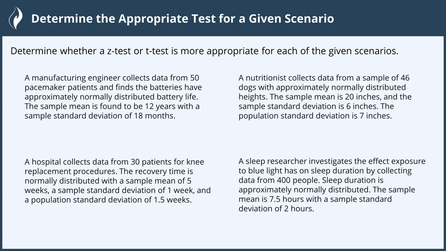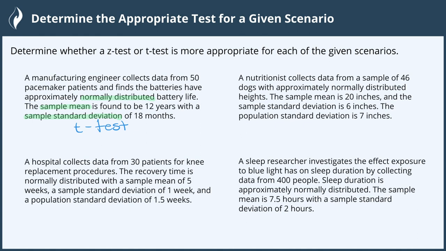A manufacturing engineer collects data from 50 pacemaker patients and finds the batteries have approximately normally distributed battery life. The sample mean is found to be 12 years with a sample standard deviation of 18 months. In this case, we have the sample mean and the sample standard deviation, and we were told that the data is normally distributed. However, we do not have the population standard deviation, so in this case, we must use a t-distribution or t-test.